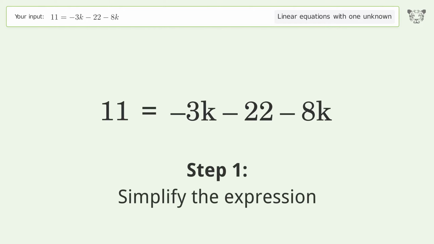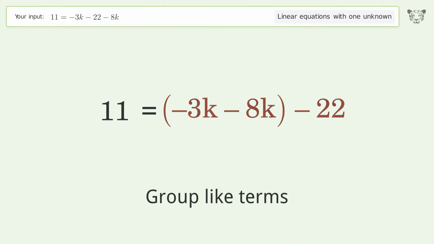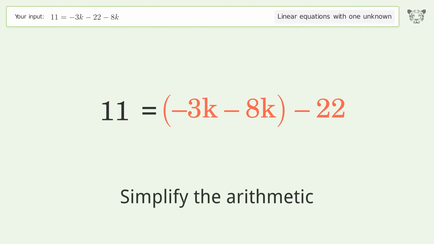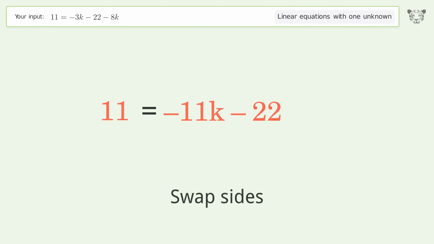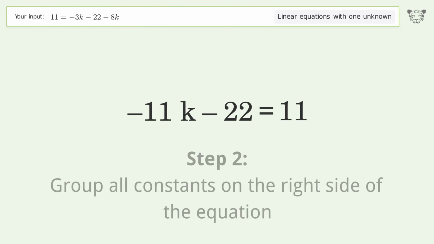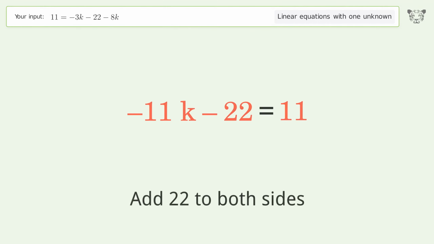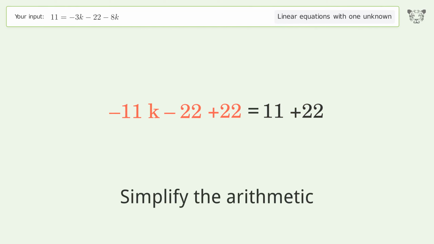Simplify the expression. Group like terms. Simplify the arithmetic. Swap sides. Group all constants on the right side of the equation. Add 22 to both sides. Simplify the arithmetic.